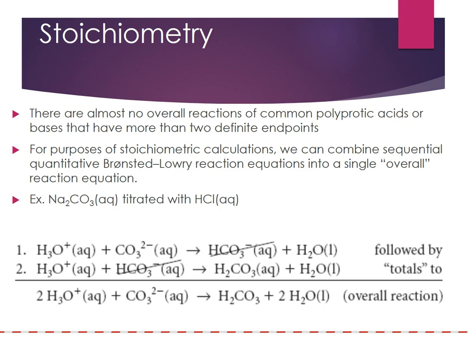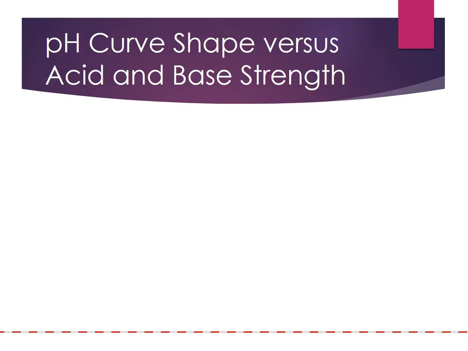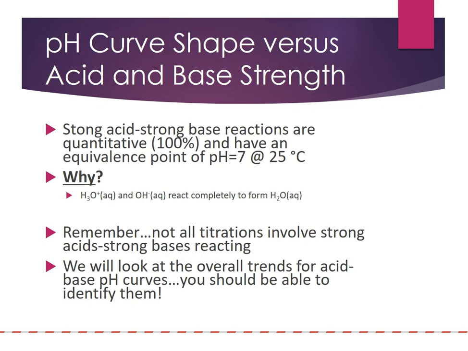For stoichiometric purposes, Bronsted-Lowry equations for polyprotic acids and bases can be combined to form one overall reaction. If strong acids and bases are used, you should expect an equivalence point at a pH of 7. This is because they create water as a product, which is neutral. Not all titrations involve strong acids and bases, though. You should learn some general trends for the type of curve that will be expected.